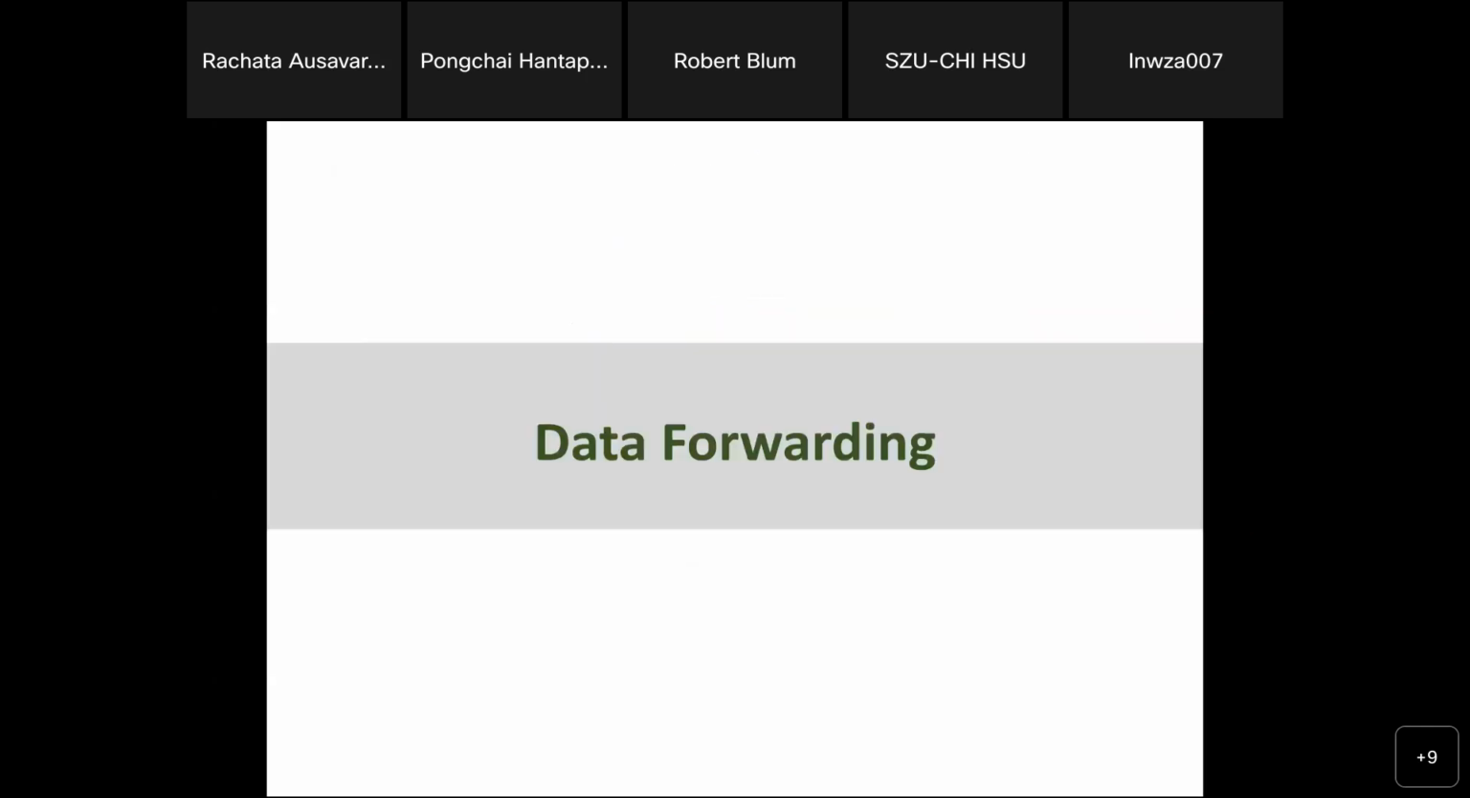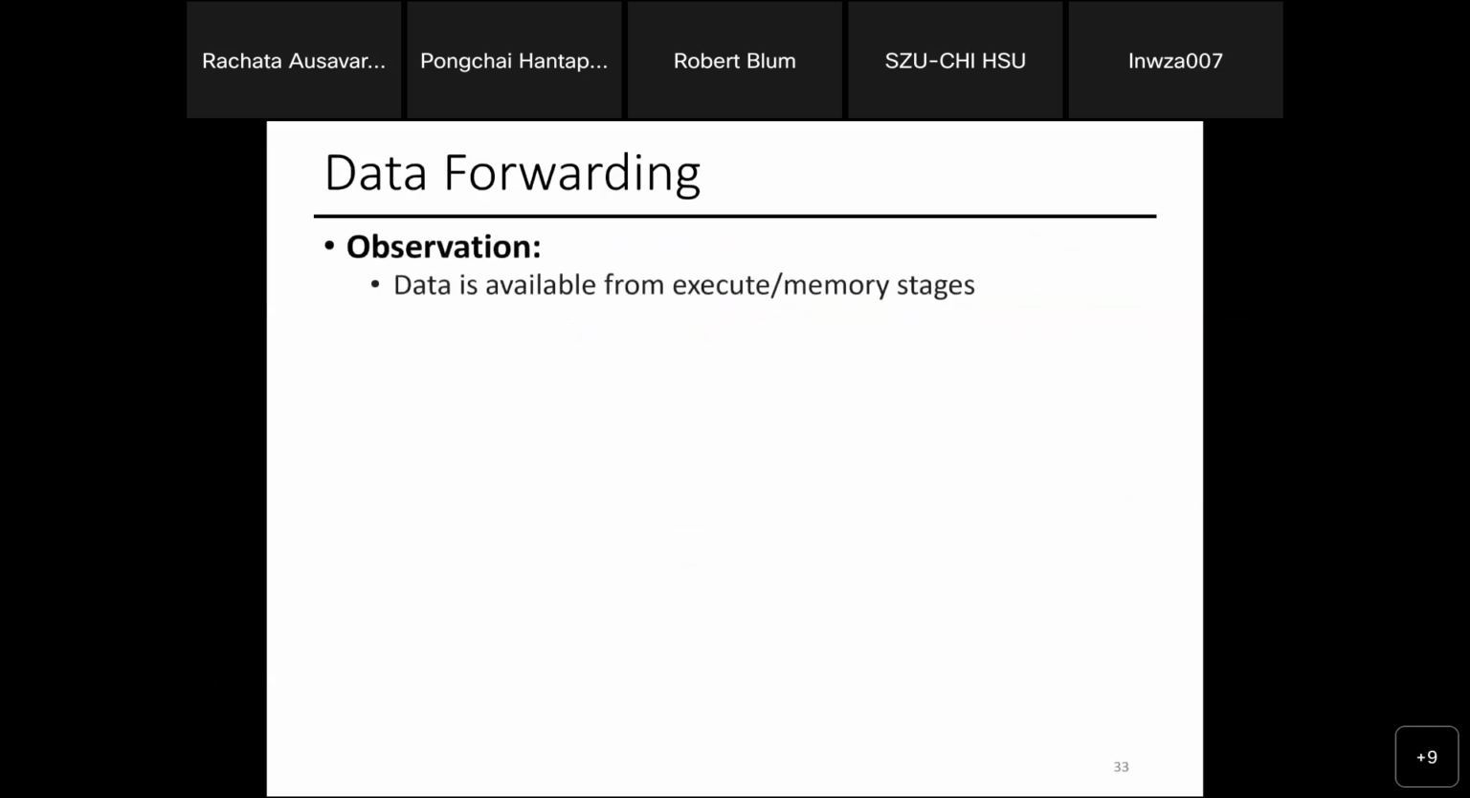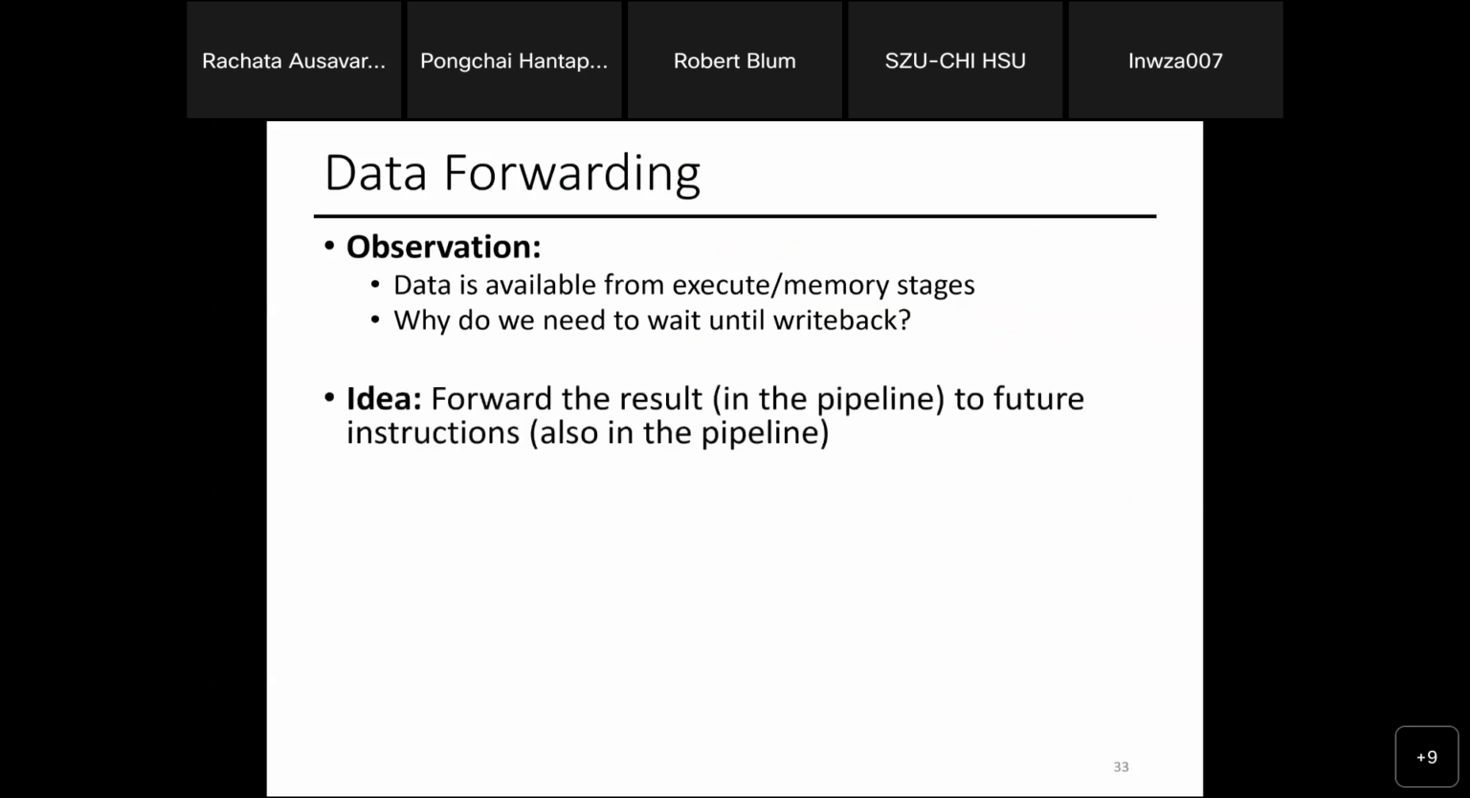So data forwarding. The observation is the data is available right after my ALU, even though I haven't overwritten R0 in the register file, right? The value is in there, in my hardware. So why do we have to wait to write back? Why can't we just use it? The idea is, well, let's just use it. From the middle of my pipeline, take it from there.